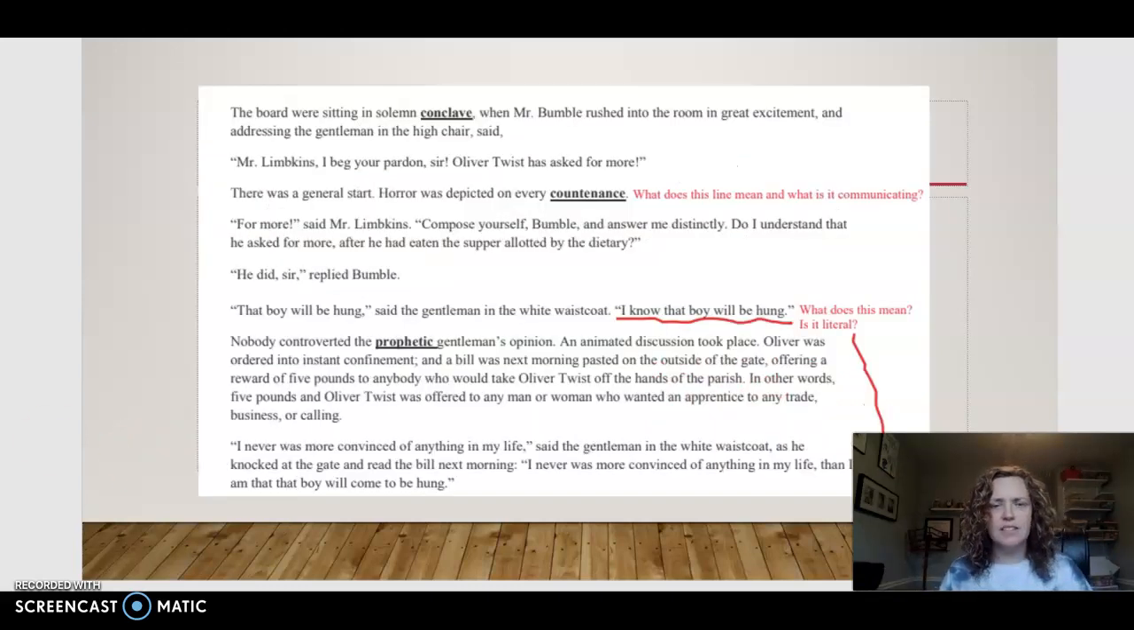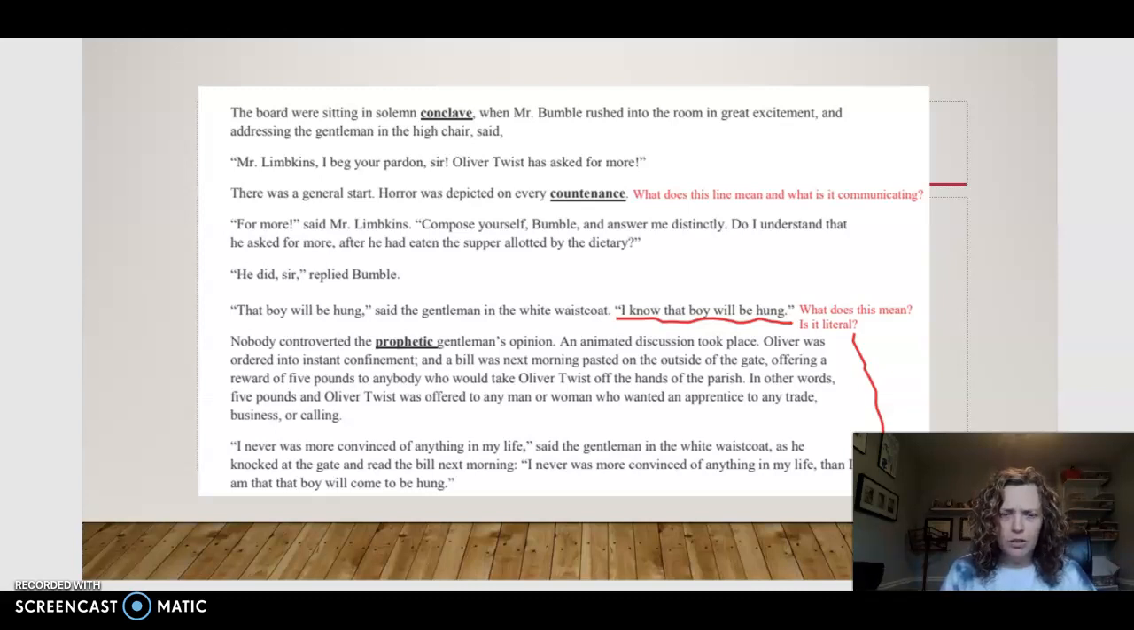All right, so let's see how this wraps up here. The board were sitting in solemn conclave when Mr. Bumble rushed into the room with great excitement, and addressing the gentleman in the high chair, said, "Mr. Limpkins, I beg your pardon, sir. Oliver Twist has asked for more." There was a general start. Horror was depicted in every countenance.